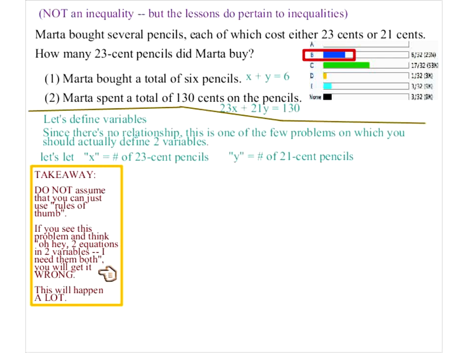But in this case, there are additional restrictions on the answer to this problem. There's an additional restriction on what kinds of numbers x and y can be. Who knows what that restriction is? Text box. Yeah, they've got to be integers and they've got to be non-negative, because these are numbers of pencils.